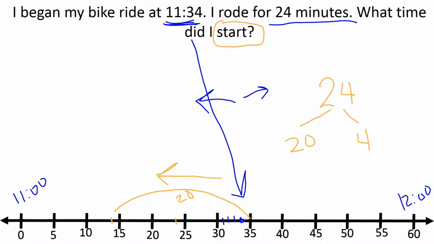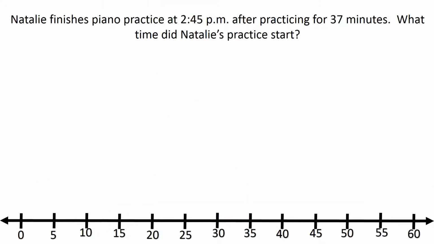Am I done? I'm at 14? No, I've gone backwards 20. I need to go backwards 4 more. I'm at 14. To go backwards 4 more, 13, 12, 11, 10. So is the answer 10? No, the answer is not 10. The answer is, we're in the 11 o'clock hour. It's 11:10. I started my bike ride at 11:10.